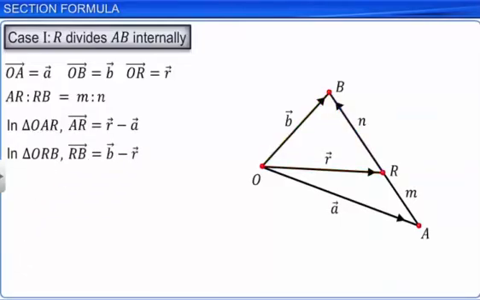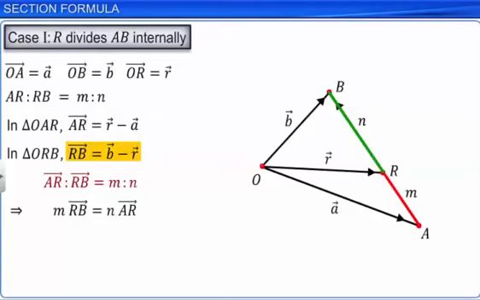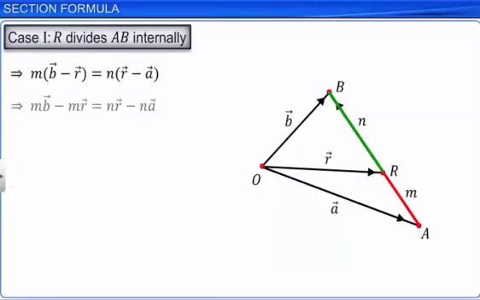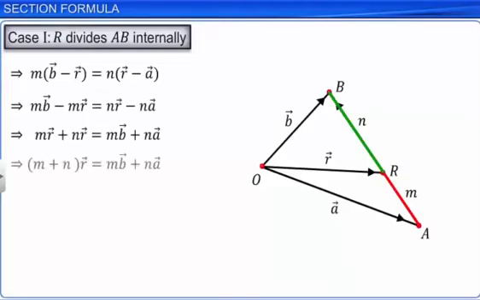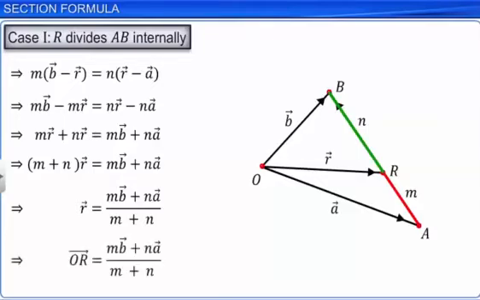Since the ratio AR is to RB is equal to m:n, we can say that m into vector RB is equal to n into vector AR. Let us substitute the values of vectors RB and AR in the equation. On simplification, we get vector R is equal to m into vector B plus n into vector A divided by m plus n. This expression gives the position vector of point R that divides line segment AB internally in the ratio m:n.